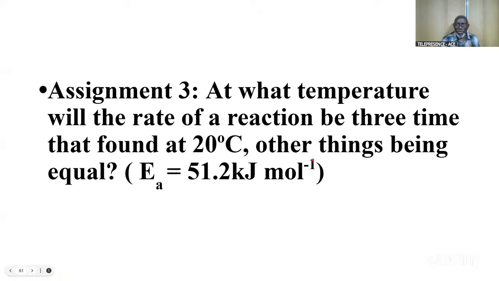So this is how I would love you to work this problem. Try your hands on it, because there will be some things for you to do.